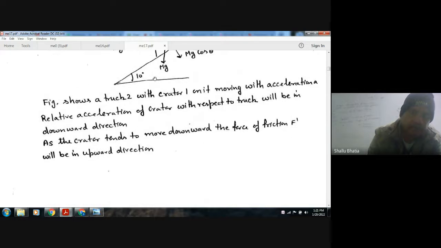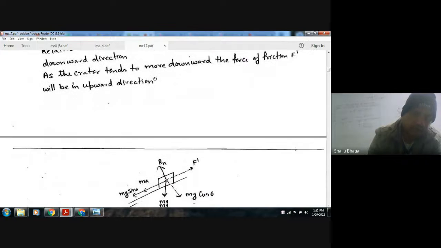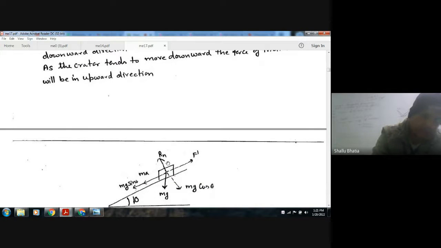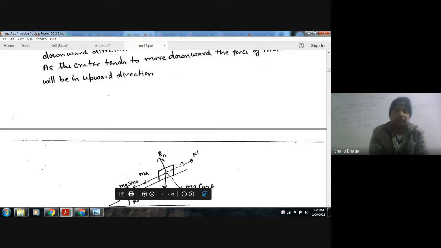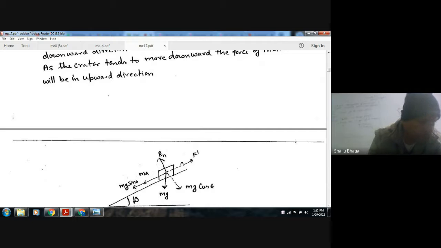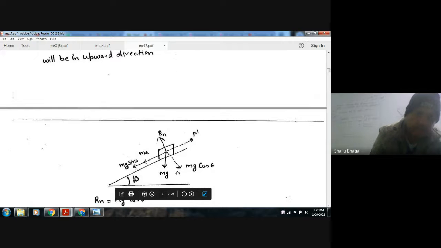And suppose F dash is the force of friction that is preventing its sliding motion over the truck. Okay, it is acting between the truck and crate. So now the component of mg perpendicular to the plane, perpendicular to truck, is mg cos theta, and along the truck is mg sin theta.